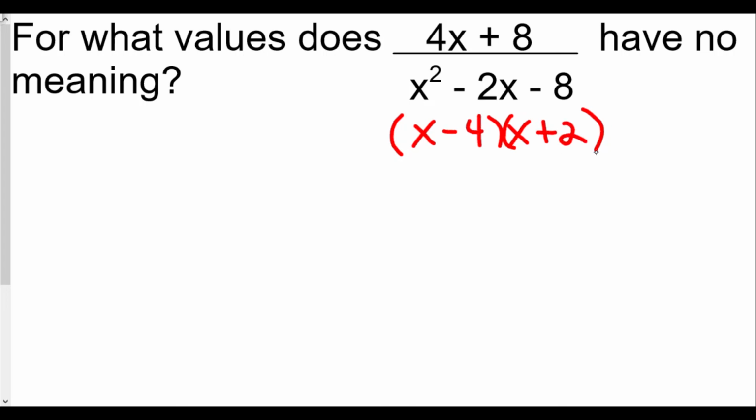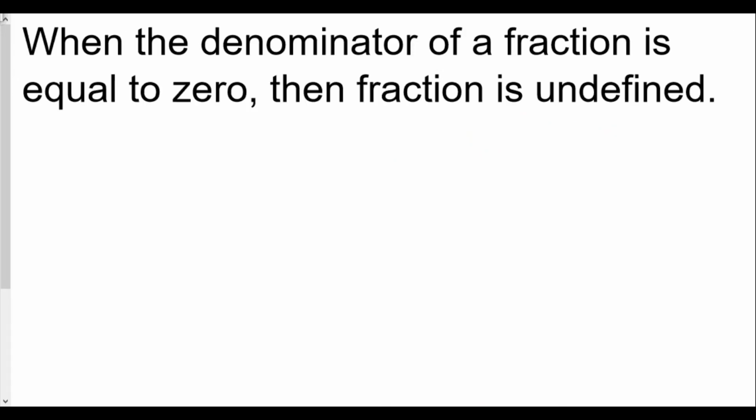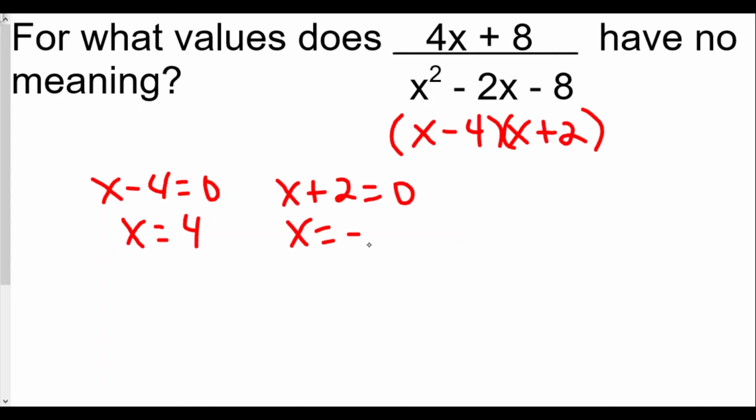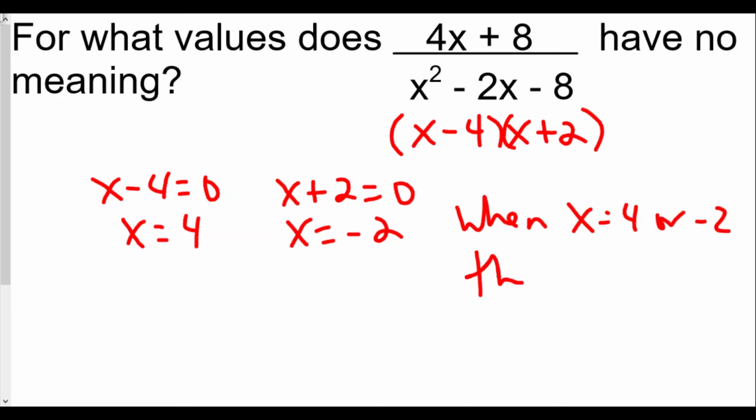But what does this mean? Well, very important. When the denominator of a fraction is equal to 0, then the fraction is undefined. So undefined means to have no value. So we will set our denominator equal to 0, so x minus 4 equals 0, x equals 4, x plus 2 equals 0, x equals -2. So when x equals 4 or -2, the expression has no value.